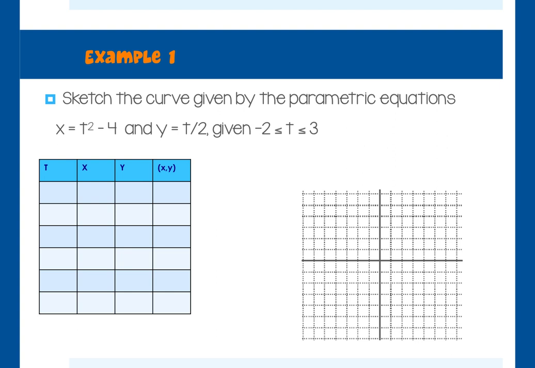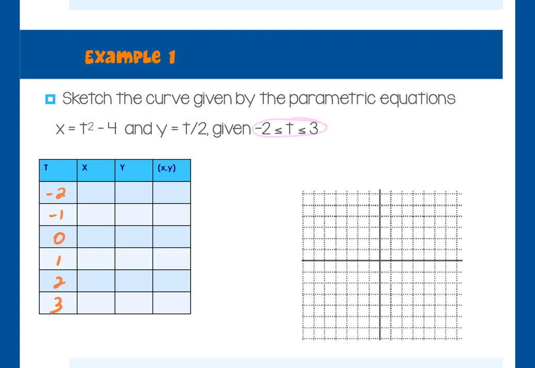It says, sketch the curve given by the parametric equations. Given x equals t squared minus 4 and y equals t over 2. And given that negative 2 is less than or equal to t, which is less than or equal to 3. So this second part is telling you what values to plug in for t. So if I start at negative 2 and then I go to negative 1, 0, 1, 2, 3.